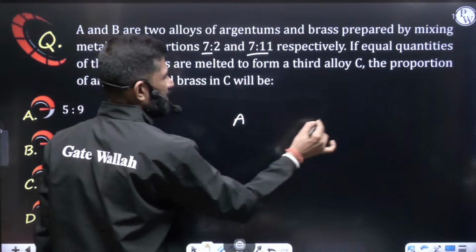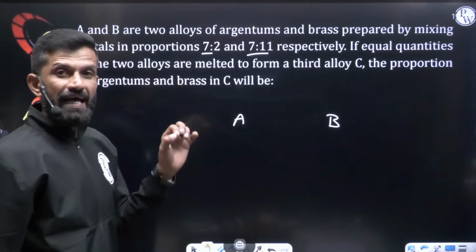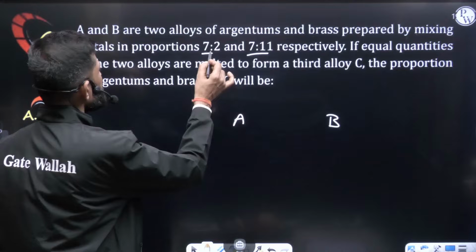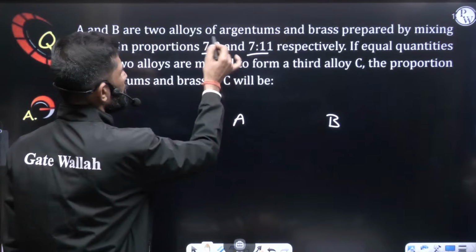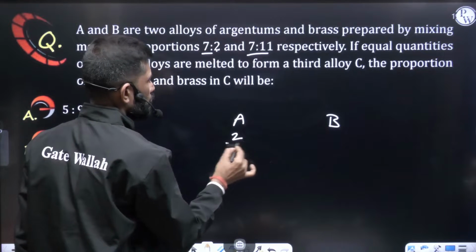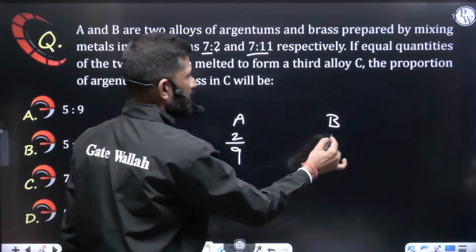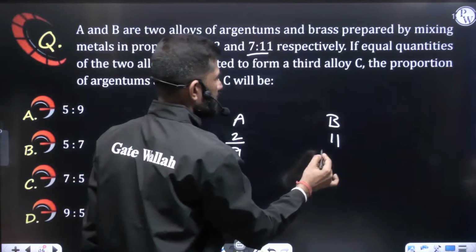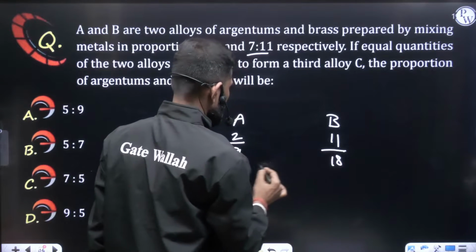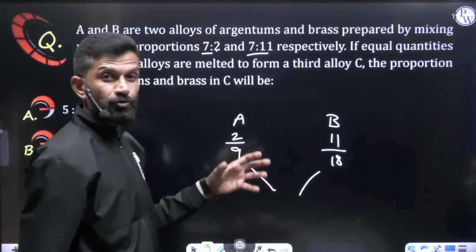Let's say alloy A, alloy B. Alloy A is having how much brass? It is 2 parts out of a total of 2 plus 7, 9 parts. So 2/9 brass is here. Alloy B is having how much brass? It is 11 parts out of a total of 11 plus 7, which is 18.